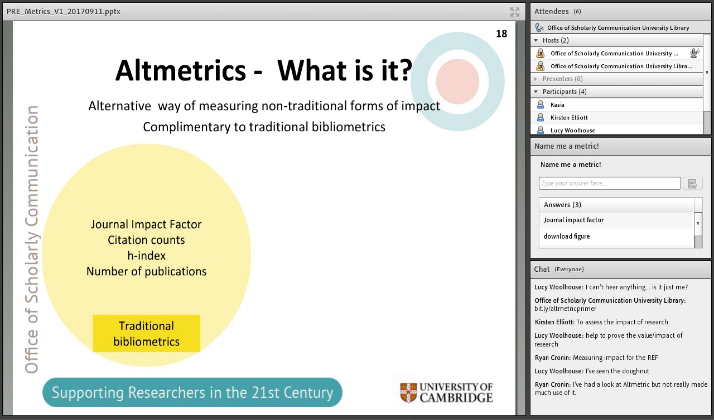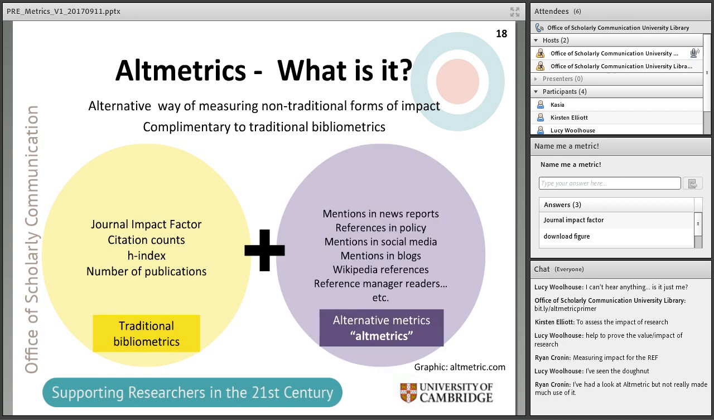So as I was saying, it's quite complementary to traditional bibliometrics. So we've got things like the journal impact factor, citation counts, H-index, number of publications, and then we kind of marry it together with the altmetrics. So these are the alternative ones: mentions in news reports, references in policy, mentions on social media, Wikipedia references, things like that. If we think about scholarship today and even just general life today, everything's going digital, we're all online. And so altmetrics is really trying to recognise that and to give some kind of value to the online discussions that are going on around research.